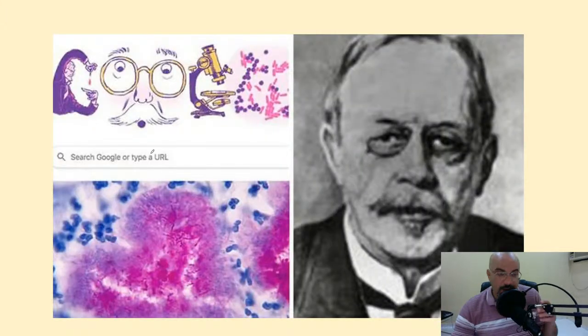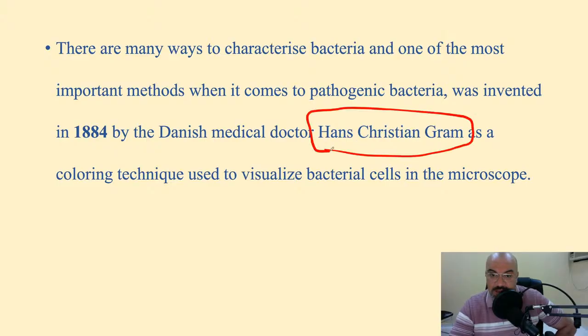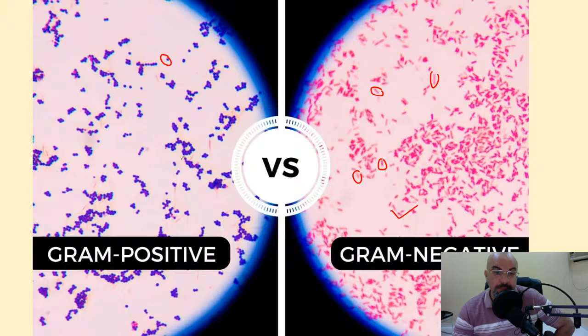This is how it looks, and it was developed by a Danish medical doctor. His name was Hans Christian Gram, and from his name, the Gram stain came to be known. So this is the name of the person who created this stain in 1884. This is the shape of how it looks.